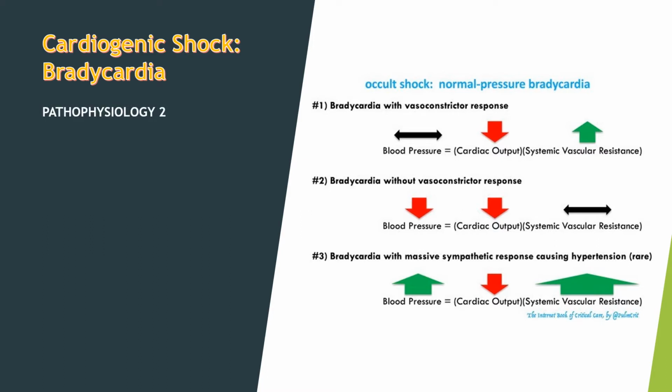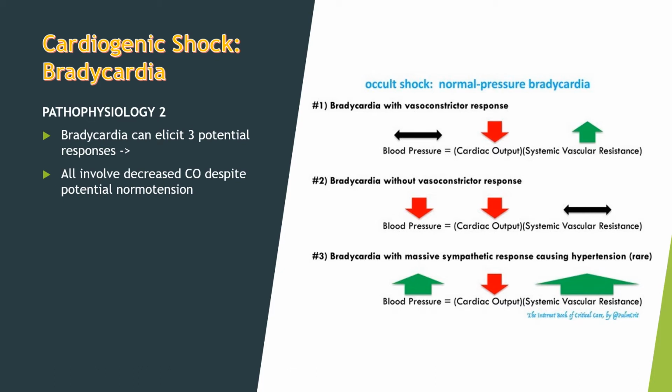Bradycardias, there's a number of things that we need to make note of. As I said, we can underestimate the severity of a bradycardia, especially if they have a normal blood pressure. And as you can see on the next graph on the right, there are three potential responses to a bradycardia. You can have a vasoconstrictive response where your systemic vascular resistance increases, but your blood pressure stays about the same. You can get a bradycardia without a vasoconstrictor response where your blood pressure drops, or you can get a bradycardia with a massive sympathetic response which causes hypertension. It's quite rare, but as you can see in all three, cardiac output is still poor.